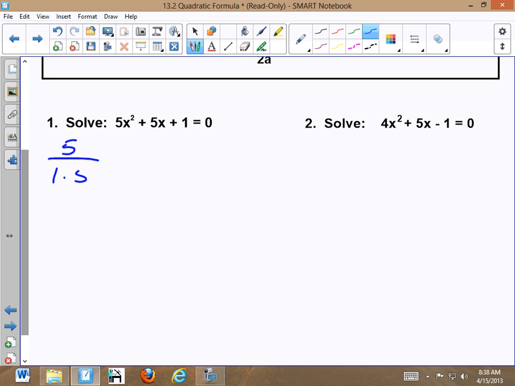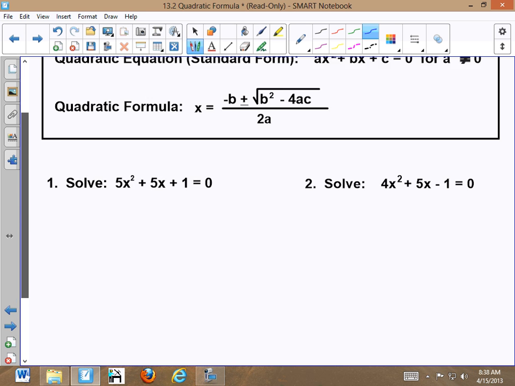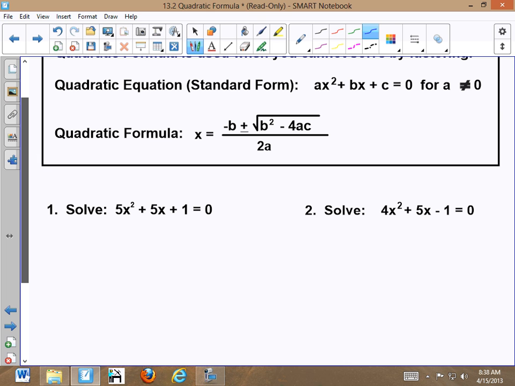Well, that's 1 times 5. 1 times 5 will give you 5. But I need to add up to 5. Will 1 plus 5 give me 5? No. Is there any way to get a multiple of 5 that multiplies to 5 but adds up to 5? No, because that would have to be 5 and 0. 5 and 0 add up to 5, but what does 5 and 0 multiply to? 0. So I don't have a way to do this. Enter the quadratic formula to save the day.